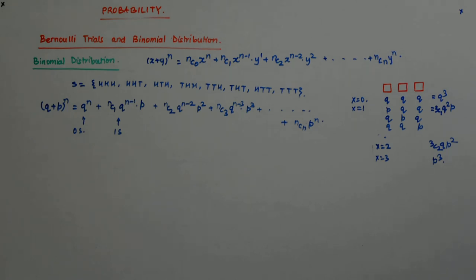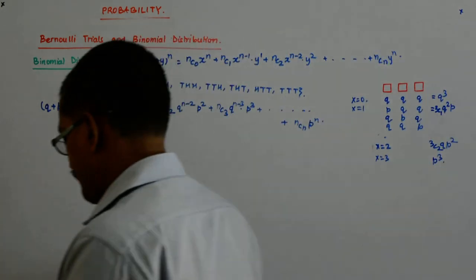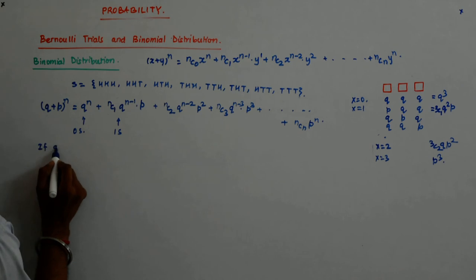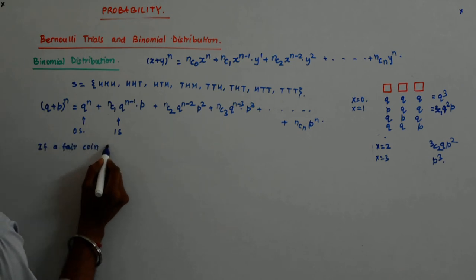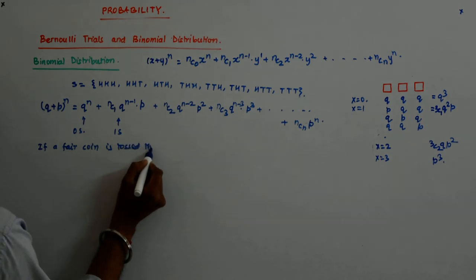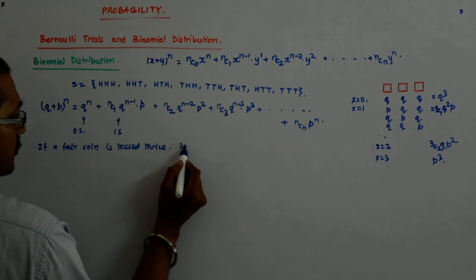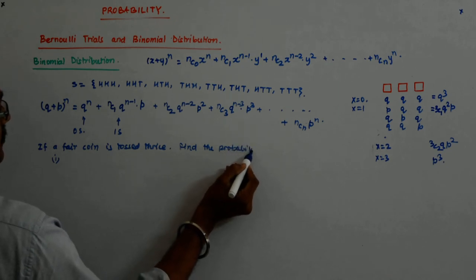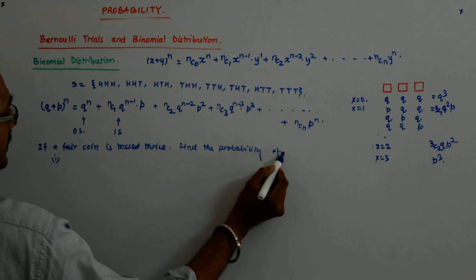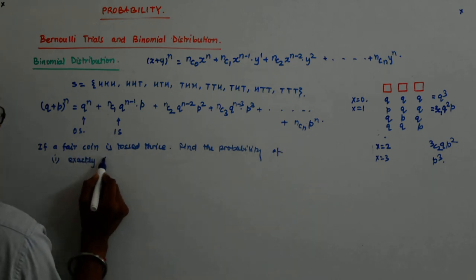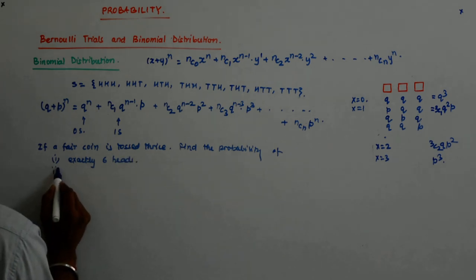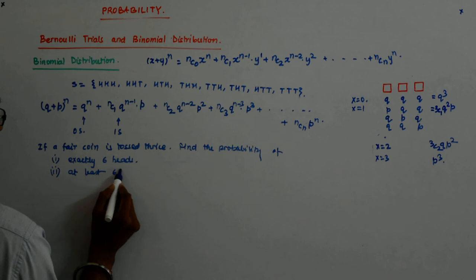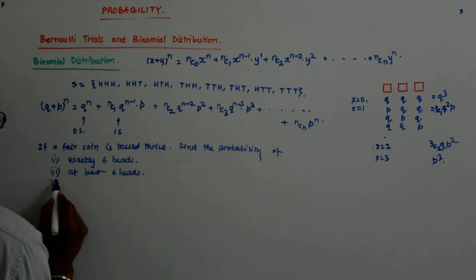So they ask you, if a fair coin is tossed 10 times, find the probability of exactly 6 heads, at least 6 heads, and at most 6 heads.